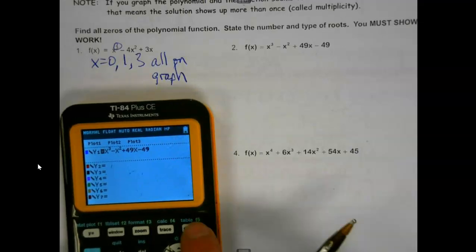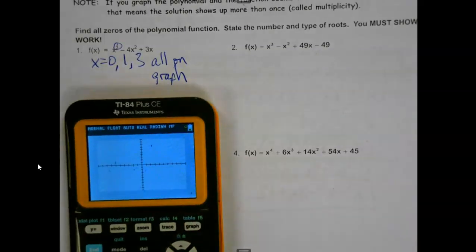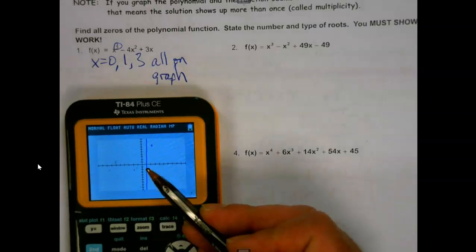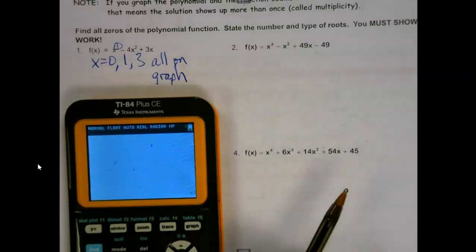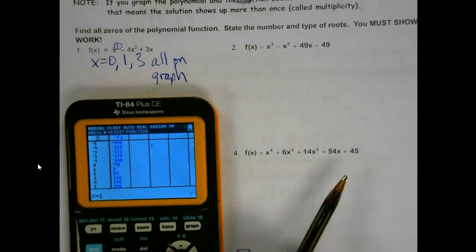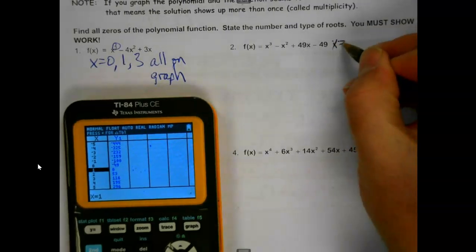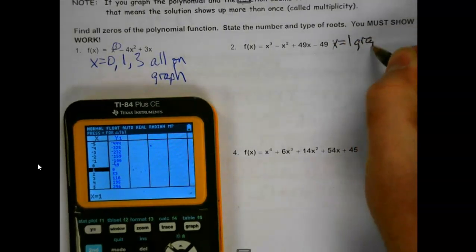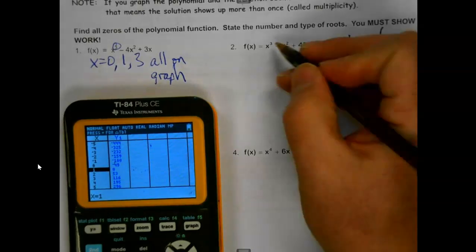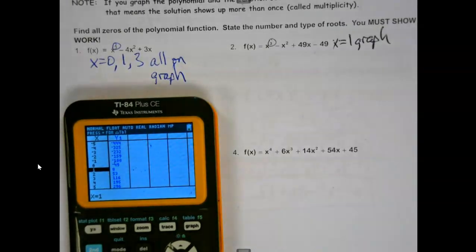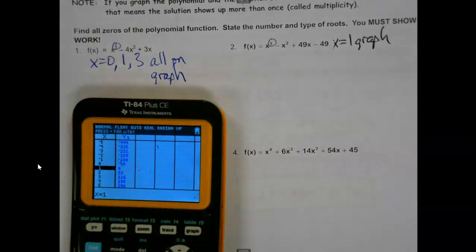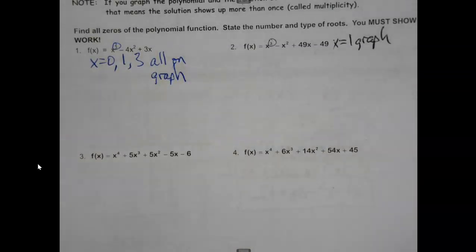Number 2. All right, let's see what we get this time. Well, that was cool. I see like 1 line. Okay, that's all we need. I see my 0 there. It looks like it's at 1, but let's check. It is at 1. Okay. So we got x equals 1 from the graph, but we need 3 roots. We only have 1. So this time we get to go to step 2.